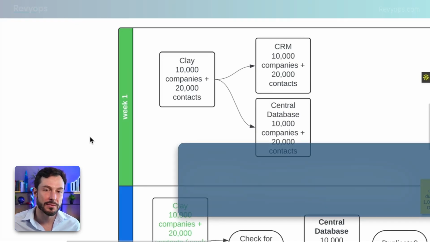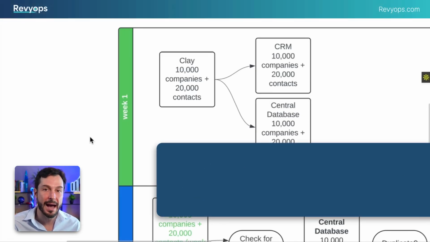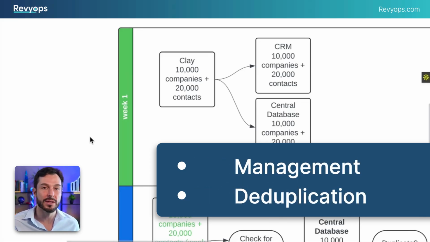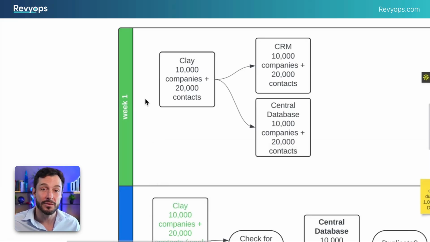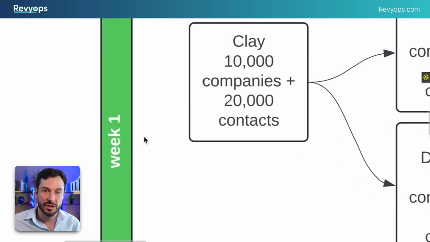One of the biggest problems with go-to-market and GTM engineering for B2B outbound is this idea of list management and deduplication. So what I want to talk about here is that dynamic, what that means, and then also what you can do about it.